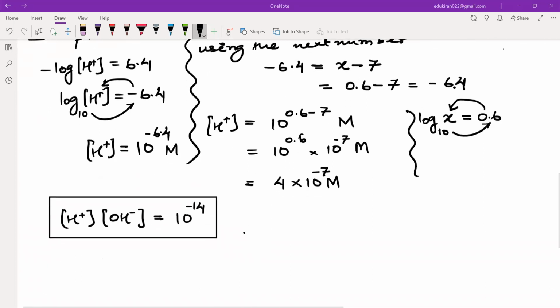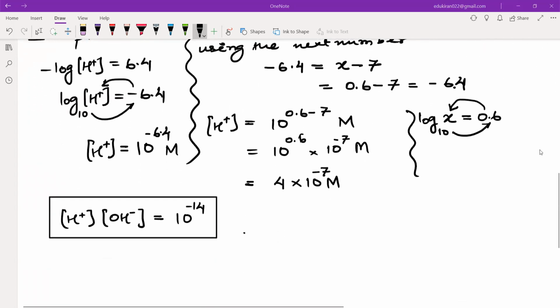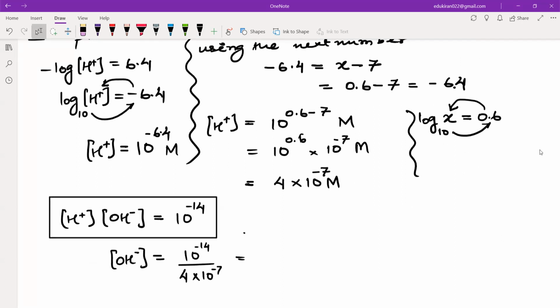This is the equation that is going to help you in calculating OH negative if you have the concentration of H plus, and if you have the concentration of OH negative, it will help you calculate the concentration of H plus. So OH negative will be equal to 10 to the power of minus 14 divided by the concentration of H plus, which is 4 into 10 to the power of minus 7. So this will be equal to 1 by 4 into 10 to the power of 14 minus 7, which is minus 7, equal to 0.25 into 10 to the power of minus 7 molar. You can write this as 2.5 into 10 to the power minus 8 molar.